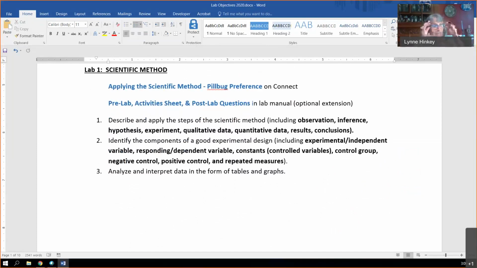And the first objective, a lot of these are knowing and using the vocabulary appropriately. So know the steps of the scientific method, and that it always starts with an observation.